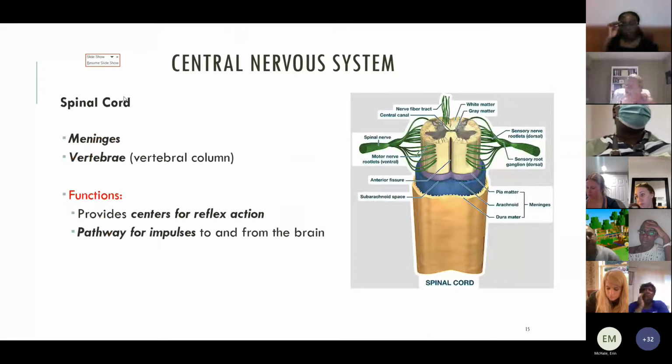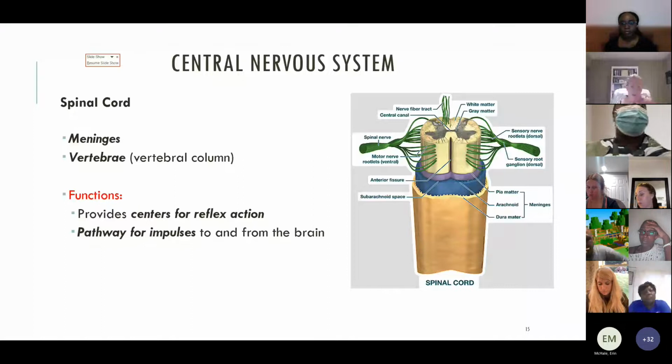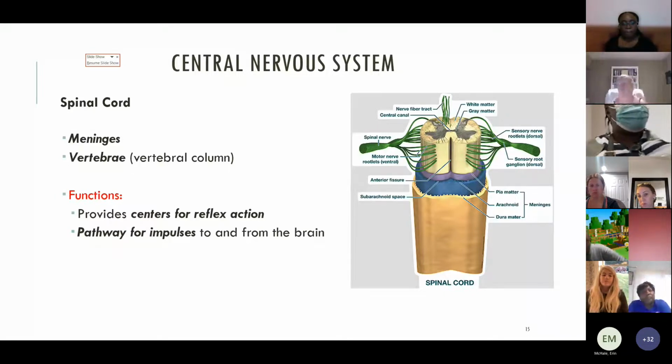Then we have our spinal cord. Our spinal cord is also basically made up of the meninges and the vertebrae. The vertebrae is just that vertebral column that we saw that runs from the base of the head down to the lower spine. Our spinal cord will help with our reflexes, and it's also going to provide that good structured and closed pathway for our impulses to come from our brain throughout our body.